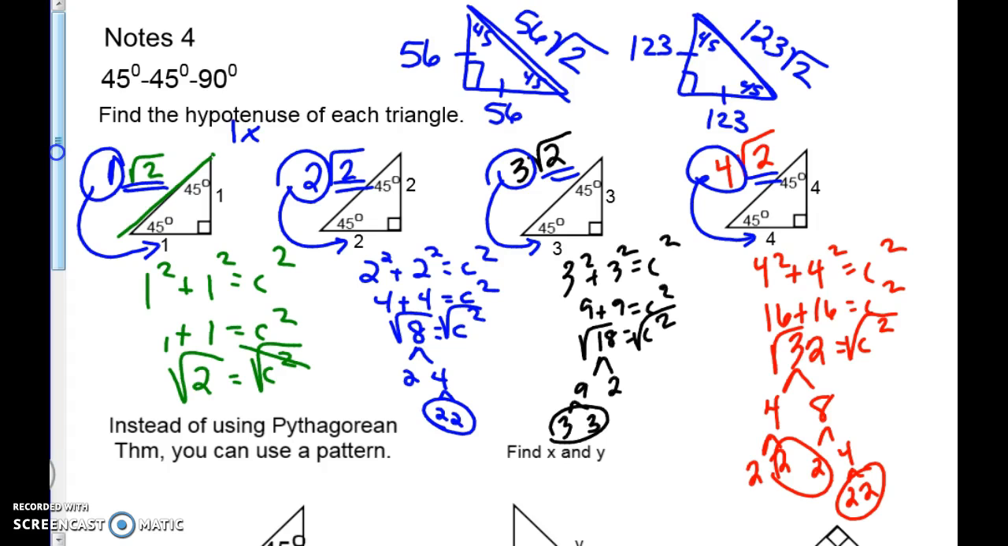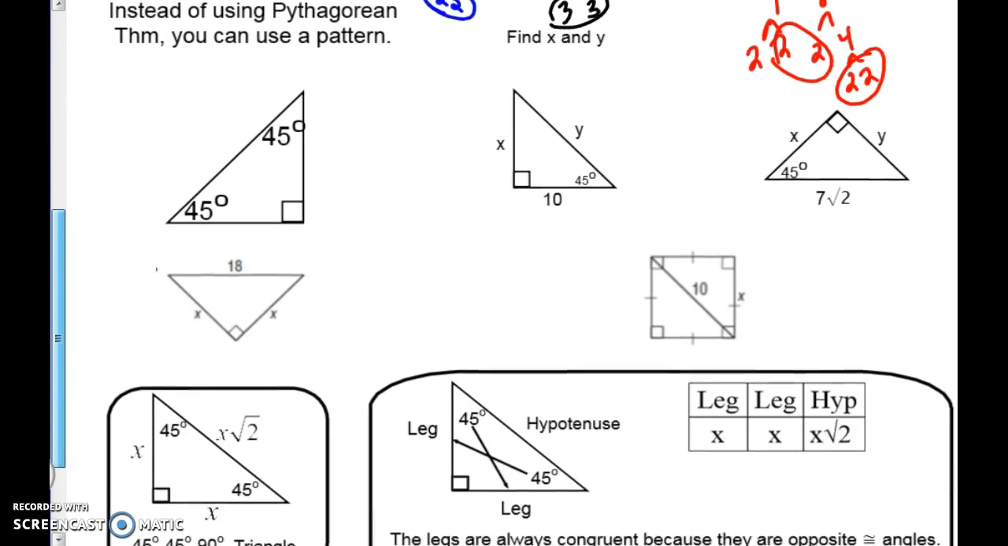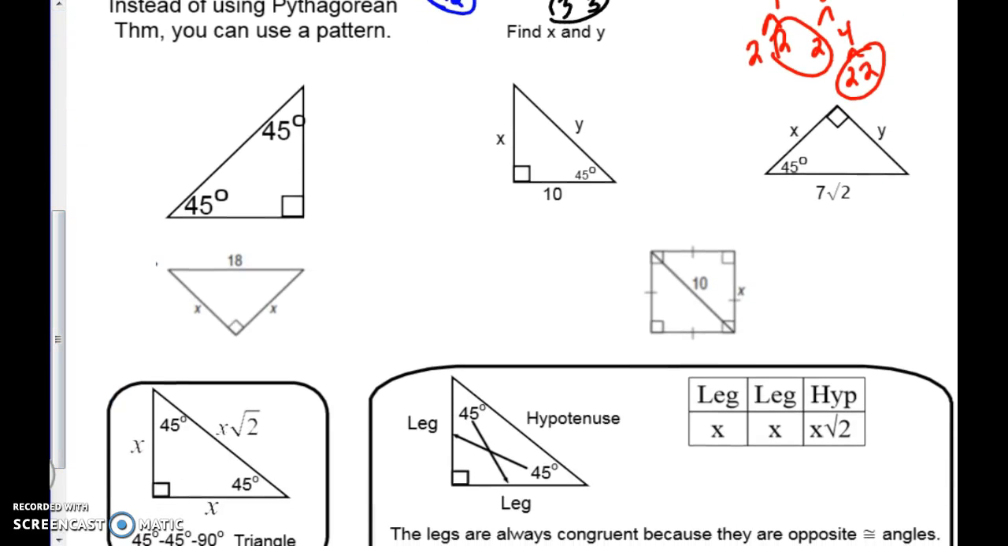Okay. Now, let me tell you what I just said. I'm going to condense it down just for a second for you. What I told you is if I'm given a 45, 45, 90 triangle, if these two angles are congruent, then these two sides are the same. Right? There's a pattern. This side is x. That means that this side would be x because they're both the same. And whatever this side is, the hypotenuse side is going to be x with a square root of 2.